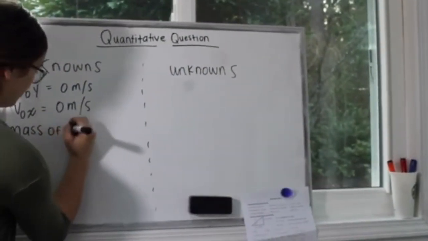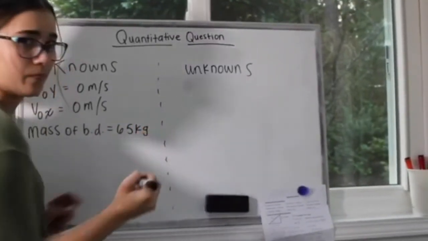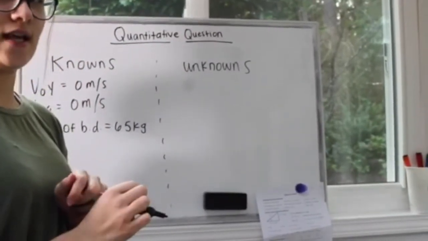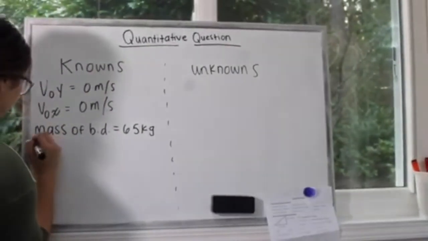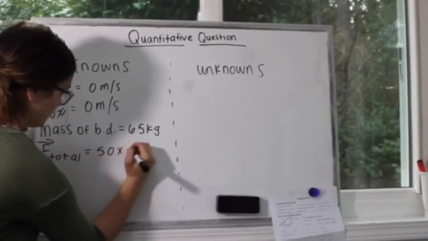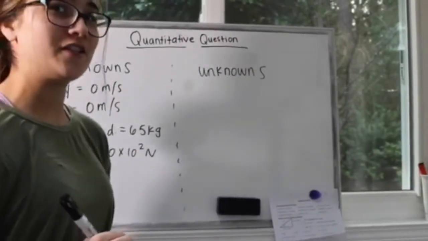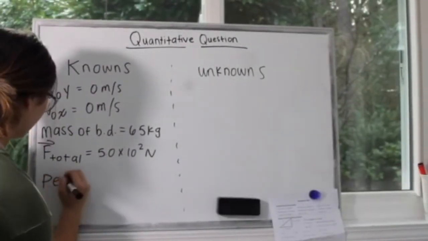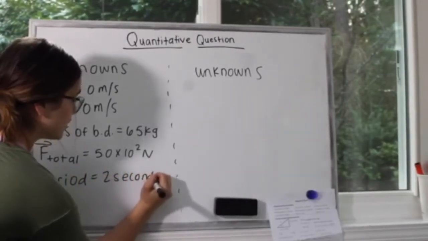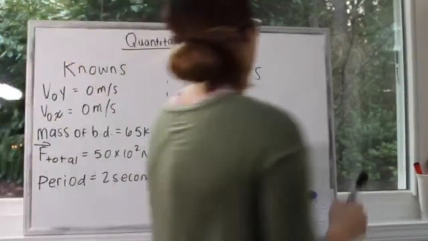Mass. From that, we also know that the total force is 5.0 times 10 to the second newtons, and we also know the period, which is 2 seconds. So we can write period equals 2 seconds. Notice that I have still kept my units all attached because it's very important when we go to solving this problem.